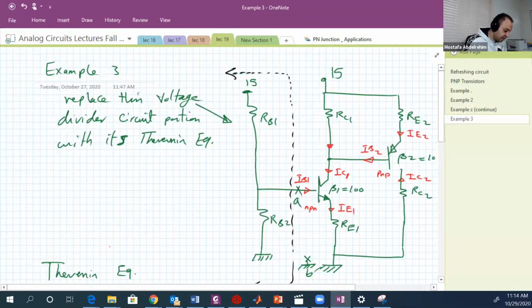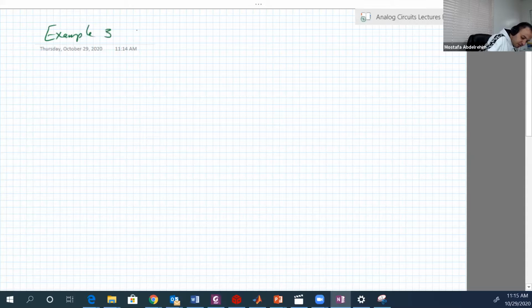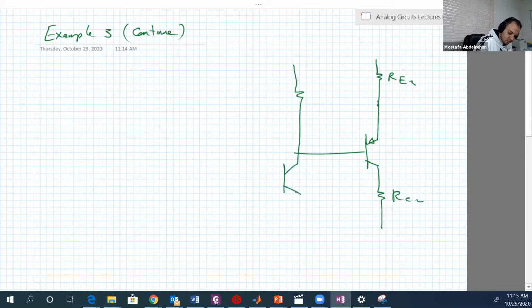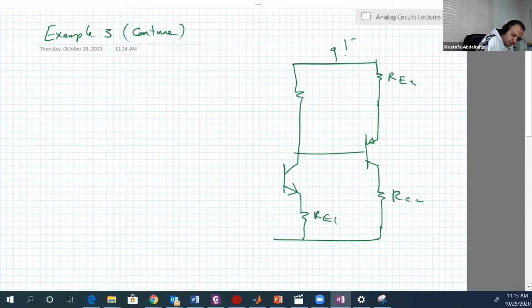We just removed a portion of the circuit and substituted it by its Thevenin equivalent. So let's have another slide here and continue. Let's now draw the new circuit. So RE2, RC2, here is NPN, RE1, here is a 15 volt, and now we have here R Thevenin and V Thevenin.